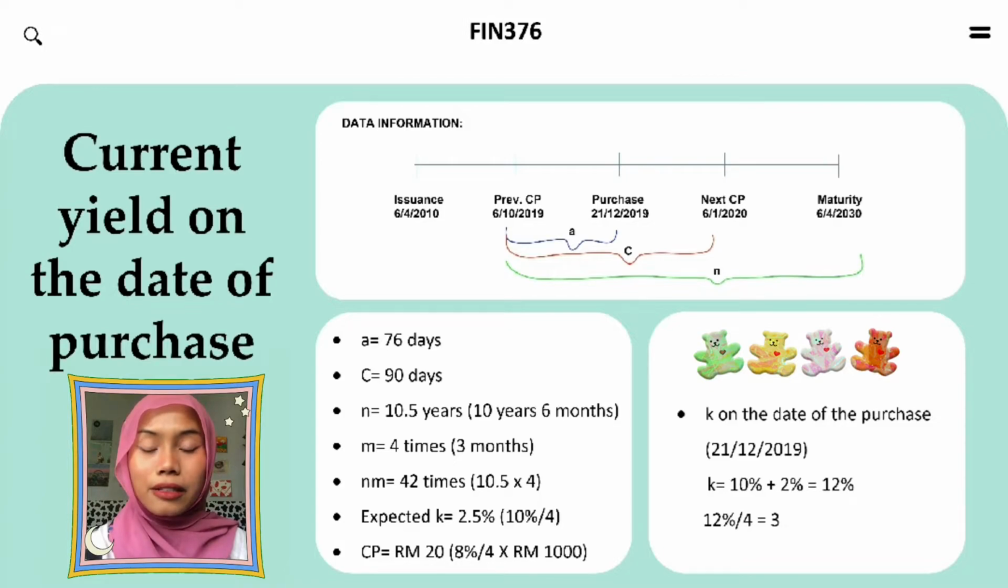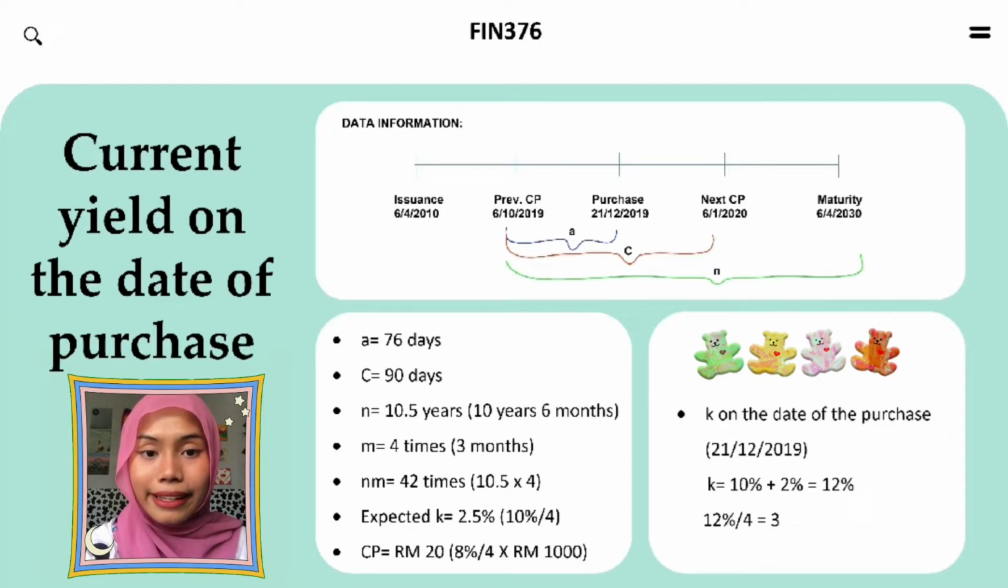The expected yield on the date of the issuance is 2.5% because we have divided 10% by 4, since it is quarterly. The coupon payment for this bond is 20 ringgit because we have calculated 8% divided by 4 times 1000 ringgit.